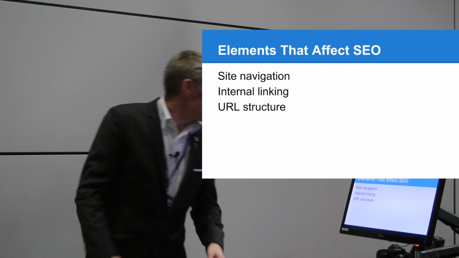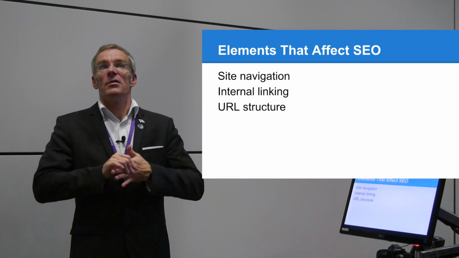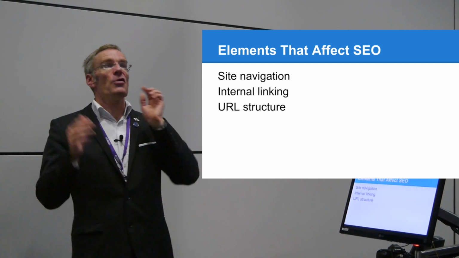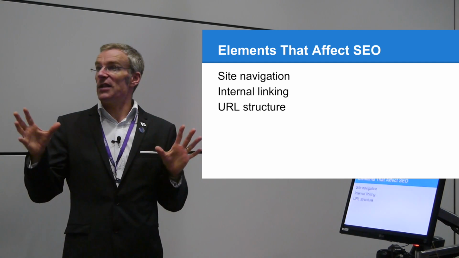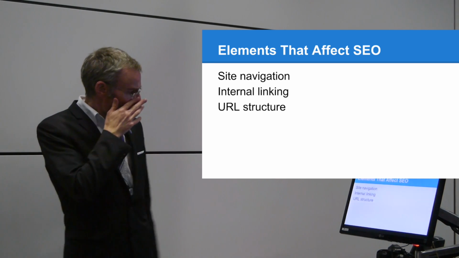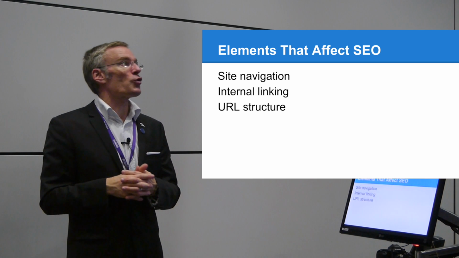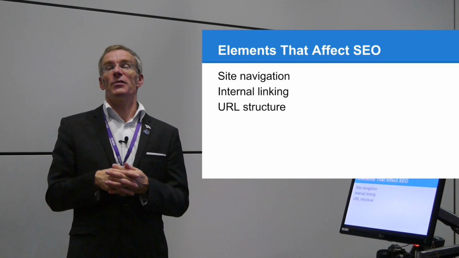There's only 3 things you have to think about for your search engine optimization. The site navigation, how the pages link together. Is it logically joined together and can everything be accessed through links? Internal linking, internal pages, and finally, the structure of your URL.